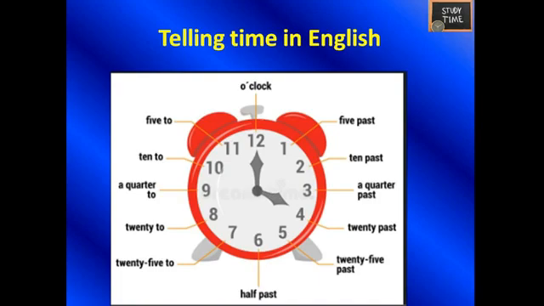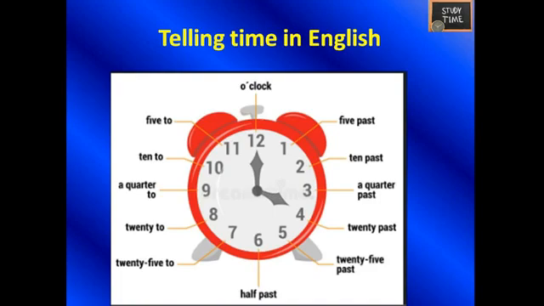If the minute hand points to 1, you have to say 5 past. If the minute hand points to 2, you have to say 10 past. If it points to 3, you have to say quarter past. 4, 20 past. 5, 25 past. 6, half past. 7, 25 to. After 6, you have to say 'to'. 8, 20 to. If it points to 9, you have to say quarter to. If it points to 10, you have to say 10 to. If it points to 11, you have to say 5 to.